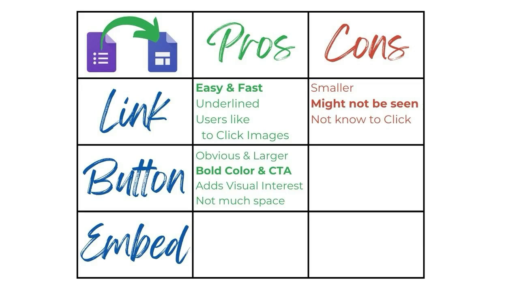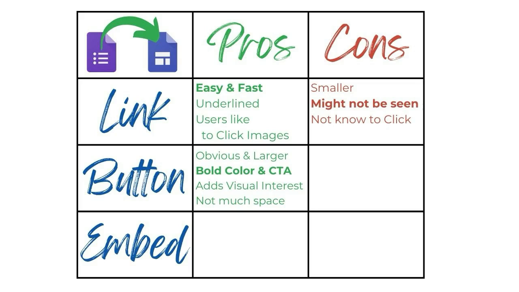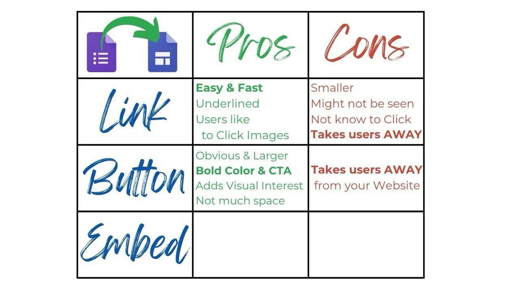A button is very obvious. It is larger than clickable text, can be a bold color, and can usually have whatever words on it that you want, especially a call to action like learn more or buy now. Buttons also add visual interest to your website and still don't take up too much space. The only drawback to links, images, and buttons is that they take users away from your website. So if you are reviewing the stats on your website regularly, it will look like people are not on your website even though they are filling out your Google form.